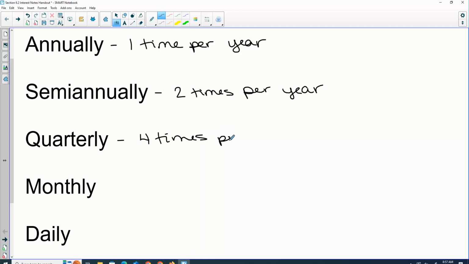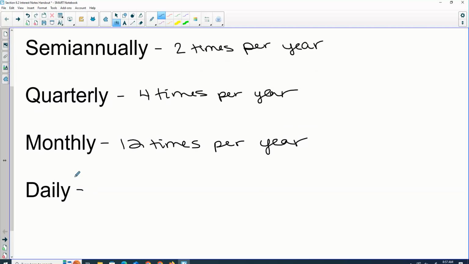Now let's take a wild guess what monthly means. What's monthly? How many times a year? Okay. Now, the last one, you would be amazed at how many people don't know this. How many days are in a year? Assuming not a leap year. 365 times. That's a common payment period.